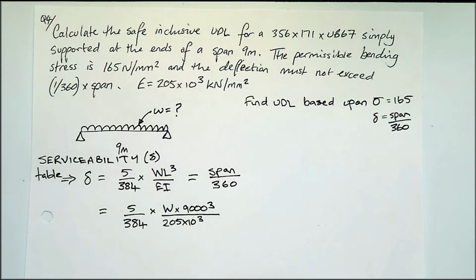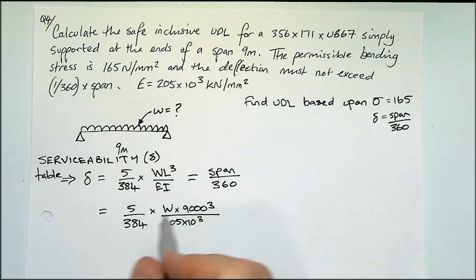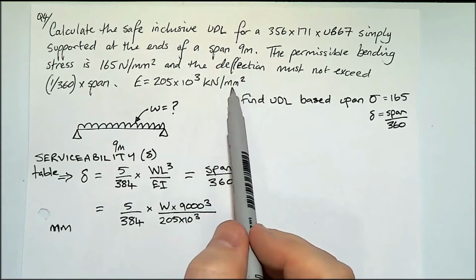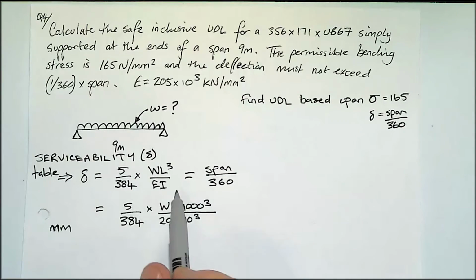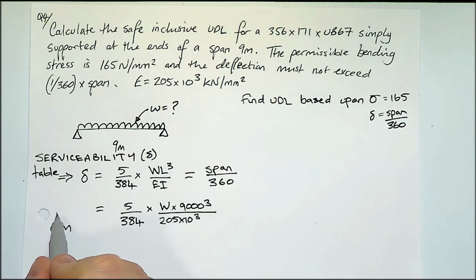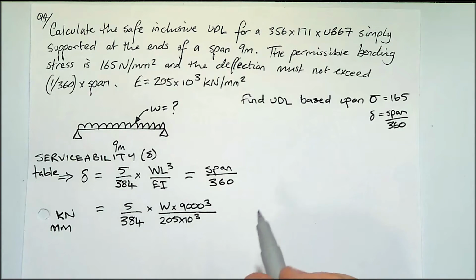So this is where we need to be thinking, okay, how are we going to look at the units for this? We've got the 9,000, so that's in millimeters. Our E value is in kilonewtons per millimeter squared. We've got kilonewtons up here, so this means our W is going to be in kilonewtons when we end up getting this value out. The I value, we have to get that from the table.